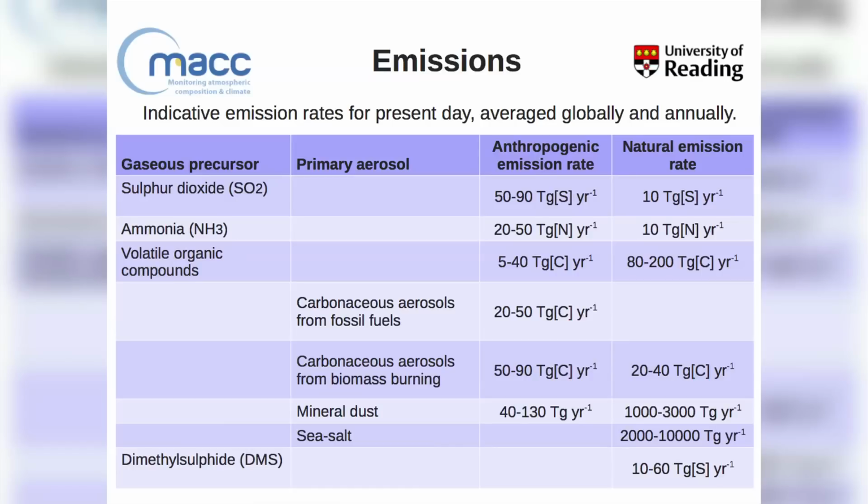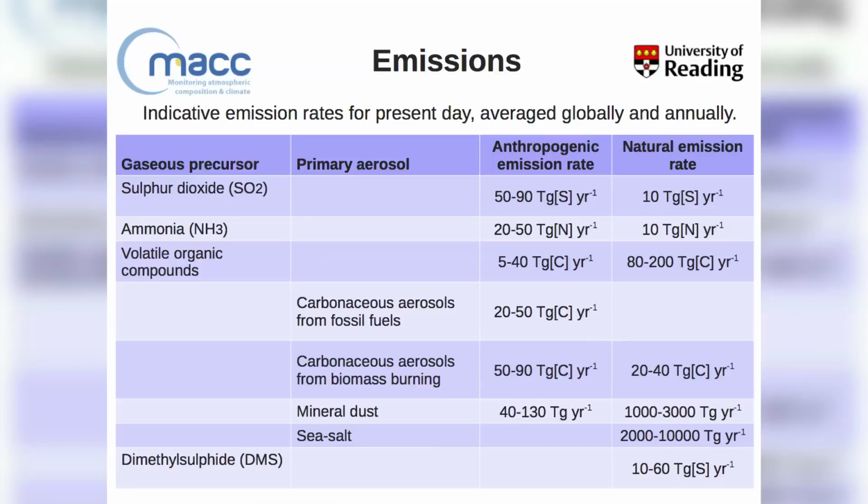Moving to primary aerosols. Carbonaceous aerosols from fossil fuels, so that's combustion mainly from transport and power generation. There's no natural source. They're all due to us at basically a rate of between 20 and 50 teragrams of carbon per year.